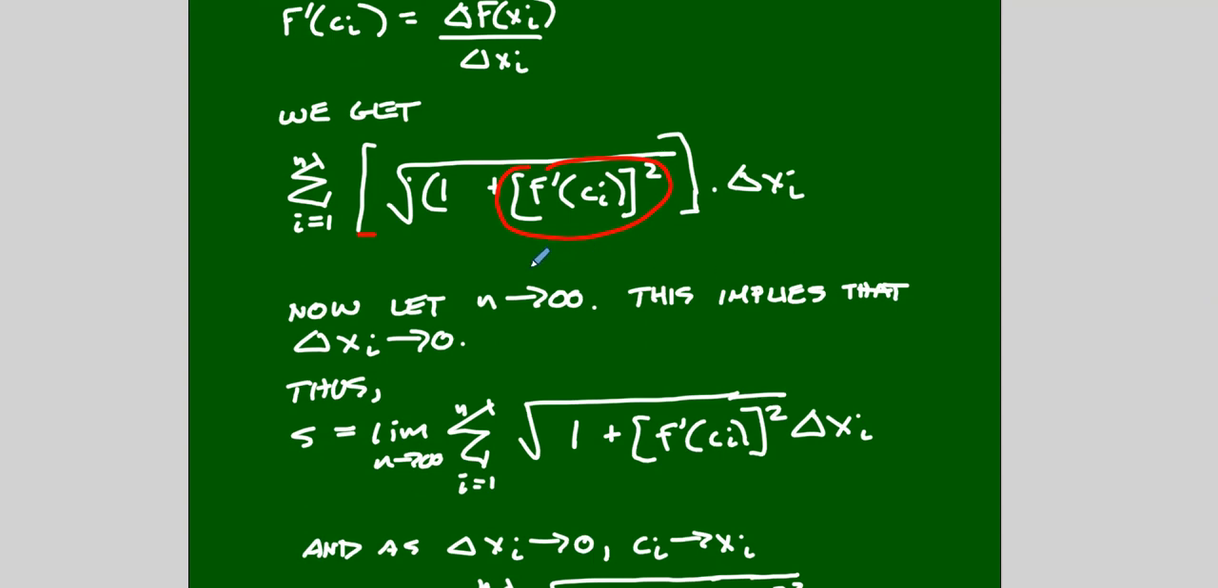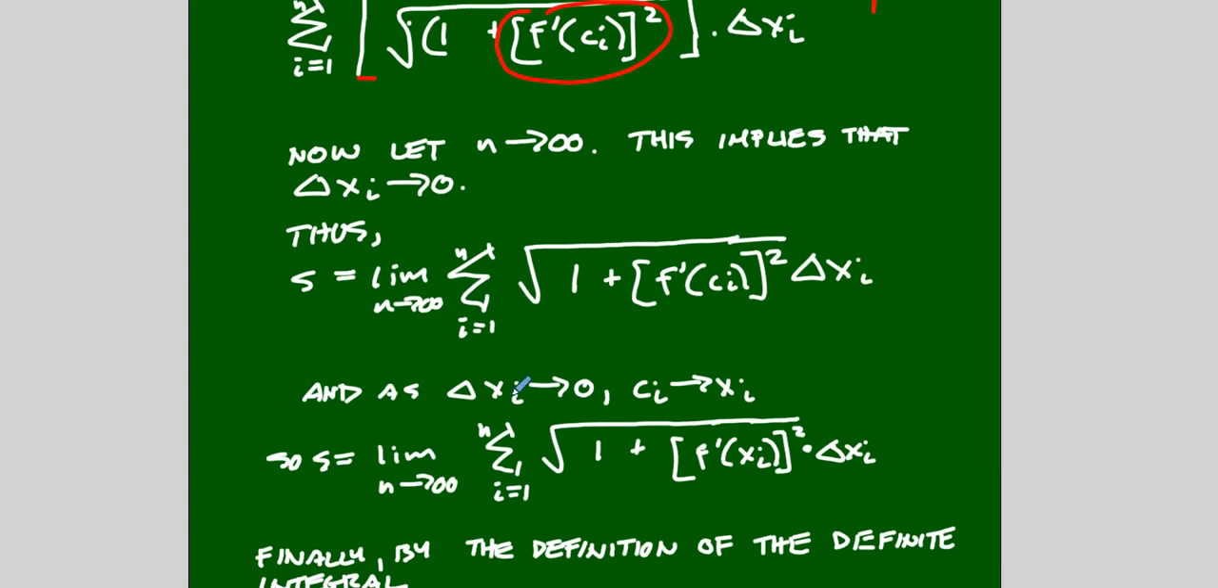So now what we're going to do is blow n, the number of subintervals, up to infinity. As I blow the subintervals up to infinity, these subintervals are going to get smaller and smaller until they're infinitesimally thin. So that's going to imply that my delta x sub I, which is this measure here, has got to go to 0. So we can say s equals the limit, that's the arc length, as n goes to infinity of the sum from I equals 1 to n of the square root of 1 plus f prime of c sub I squared times delta x sub I.